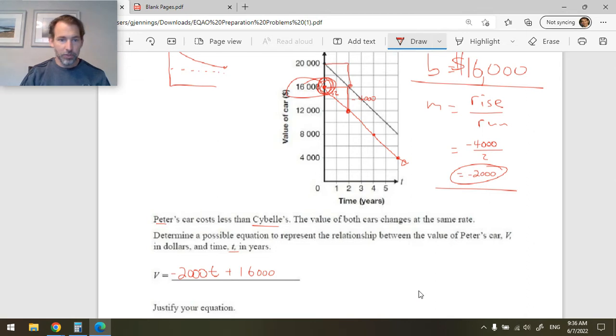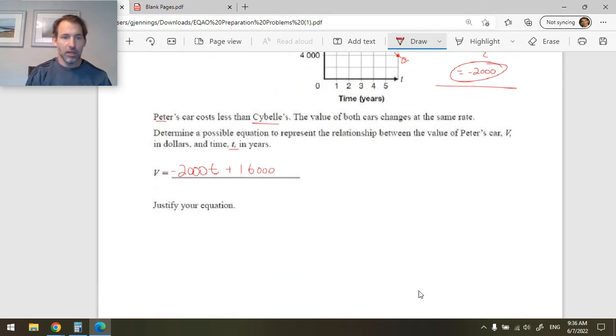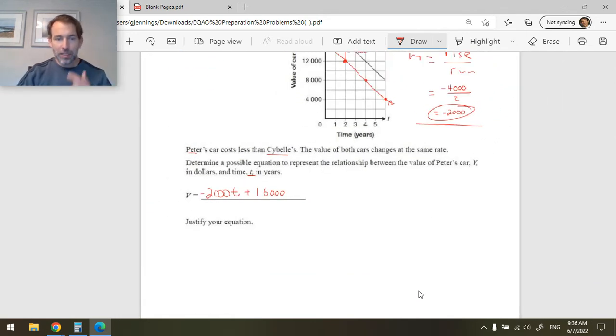And then justify your equation. Peter's car, I'm just going to do it orally. I don't need to write it out for you, so you're going to listen here. Peter's car starts $4,000 less expensive than Sibel's, and it depreciates at the same rate of $2,000 per year. Therefore, the value of both cars changes at the same rate, but Peter's car costs less.